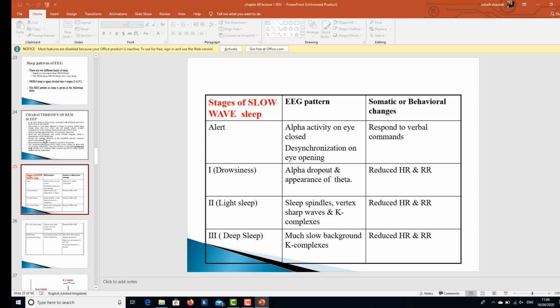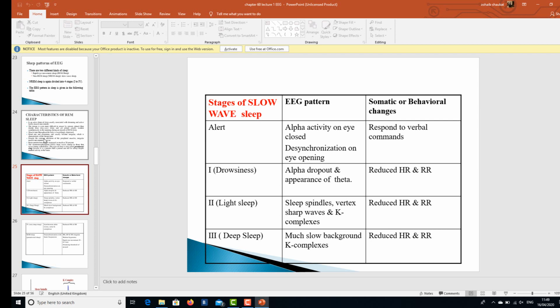Now, what are the stages of slow wave sleep? There is alertness, with alpha activity on eye close, desynchronization on eye opening, and they respond to verbal commands. Drowsiness: there is alpha dropout and appearance of theta waves, and reduced heart rate and respiratory rate. Then light sleep: sleep spindles come, vertex sharp waves and K complexes are there, with reduced heart rate and respiratory rate.